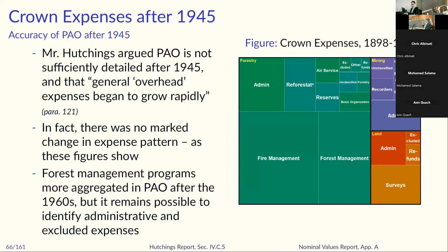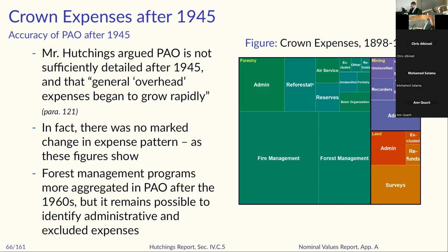Could you please tell us about slide 66? So the broader point that Mr. Hutchings is making here around basic organization and the changes after 1945 is that, again, quoting him, paragraph 121 of his report, after 1945, quote, general overhead expenses began to grow rapidly. We do not agree with that statement as we define overhead.